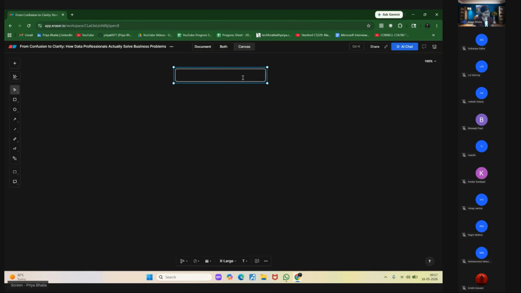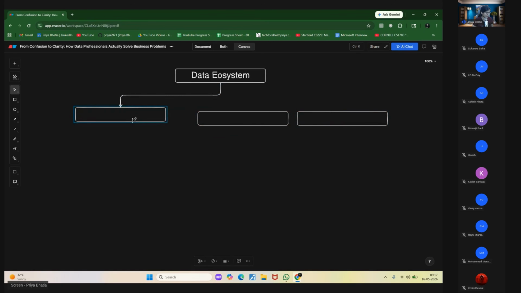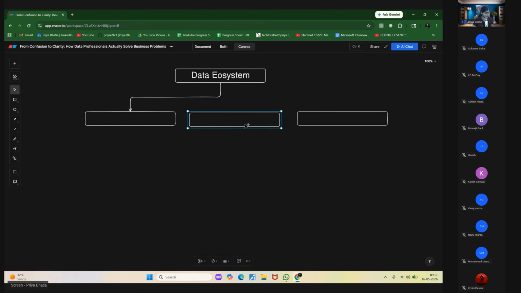When we talk about the data ecosystem, usually I believe that we have three main entries over here. We have three main job roles. Can anyone guess what those three job roles are? Maybe you might find them in the JDs, on LinkedIn, on Naukri. So, can anyone just make a guess?